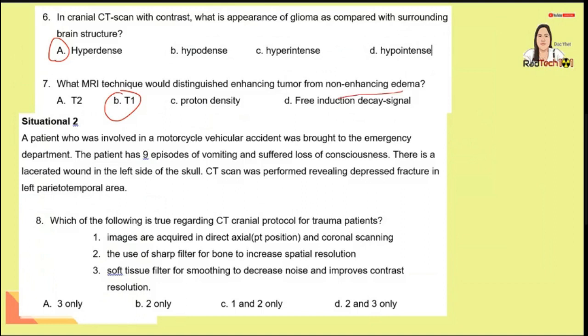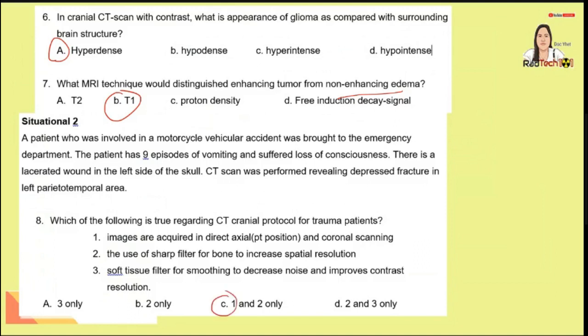So T1. Number 8. A patient was involved in a motorcycle vehicular accident and was brought to the emergency department. The patient has 9 episodes of vomiting and suffered loss of consciousness. There is a lacerated wound in the left side of the skull, and CT scan was performed, revealing depressed fracture in the left parieto-temporal area. Question number 8, which of the following is true regarding CT cranial protocol for trauma patients? The correct answer is letter C.